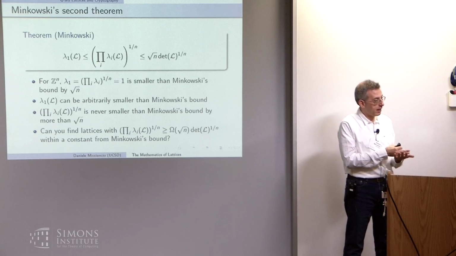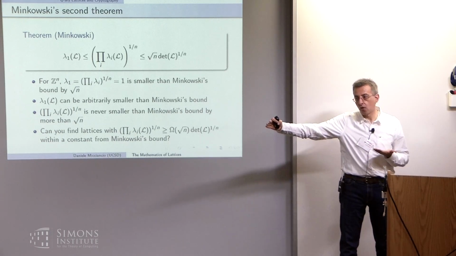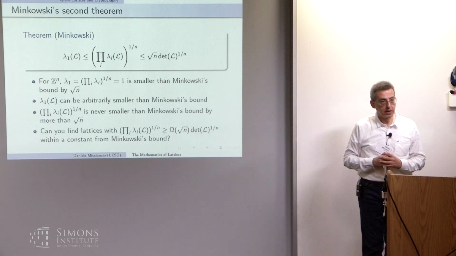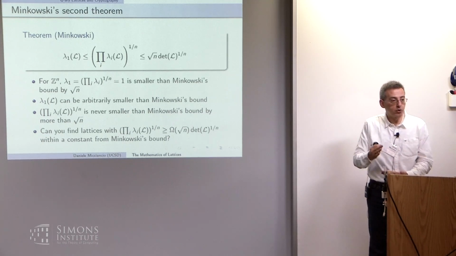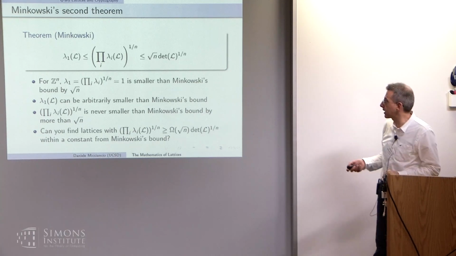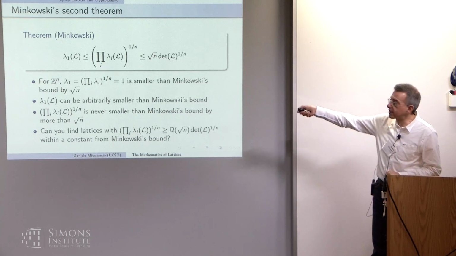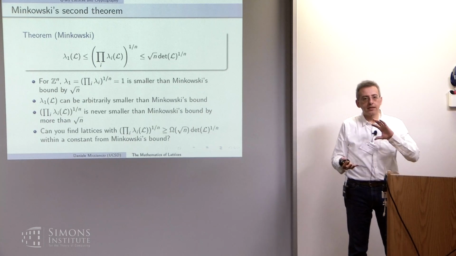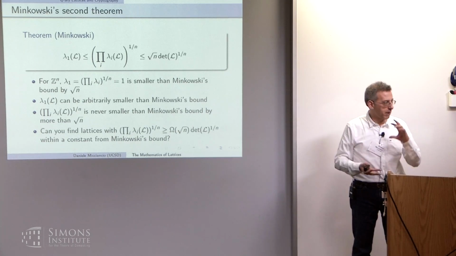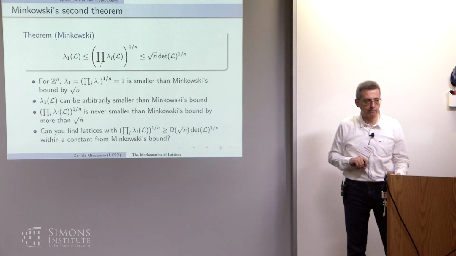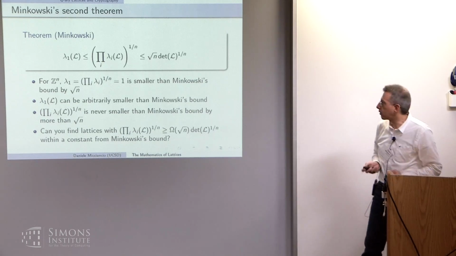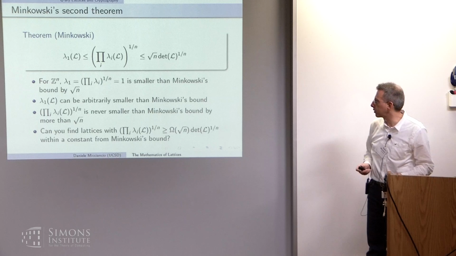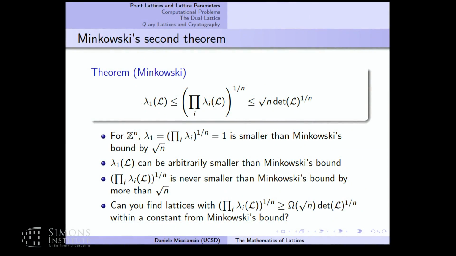So you can take not only lambda 1, you take the product of all the minima, and then you take the nth root of their product. So this is bigger than lambda 1. It's going to be between lambda 1 and lambda n, somewhere in between. And you can still prove the same upper bound. And interestingly, this is proved by applying a linear transformation to your lattice, though the linear transformation is a little bit more involved. In this case, it involves orthogonalization, which I'm going to describe next.